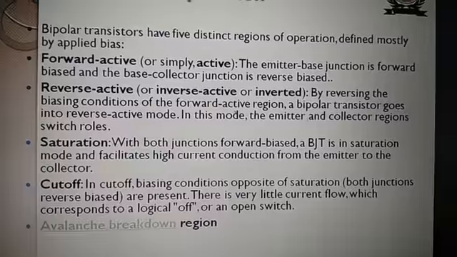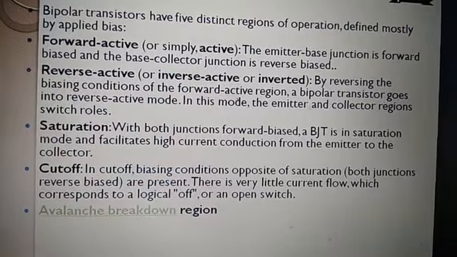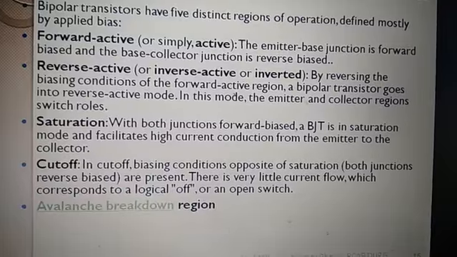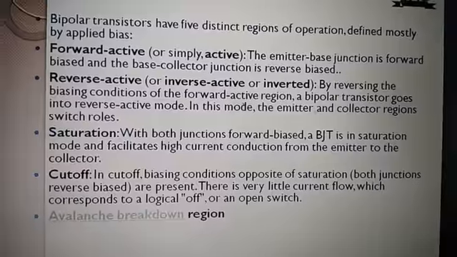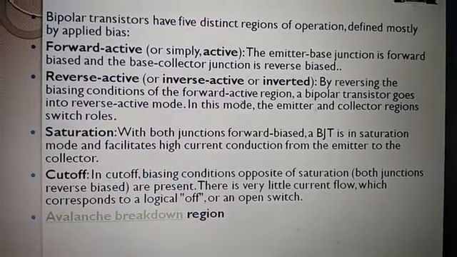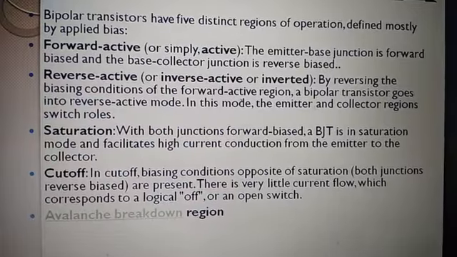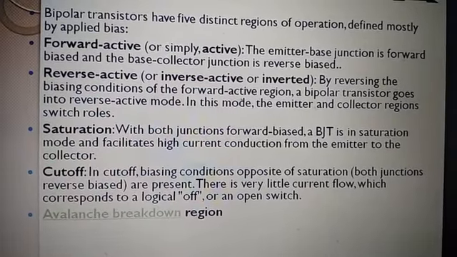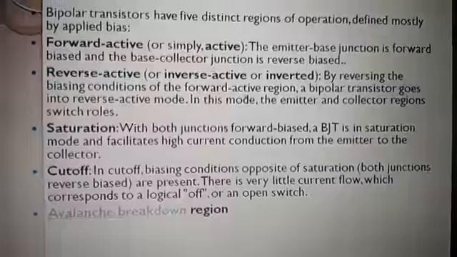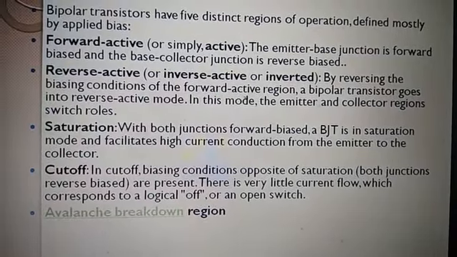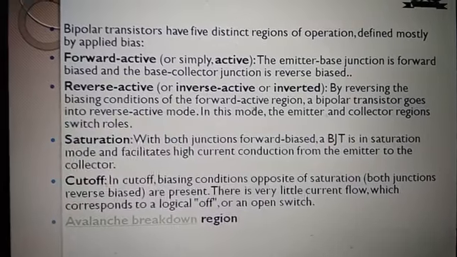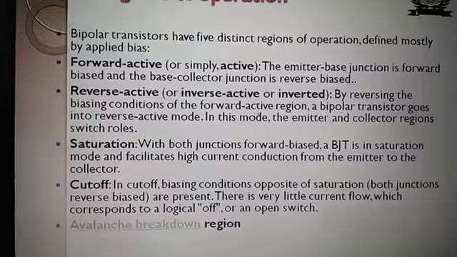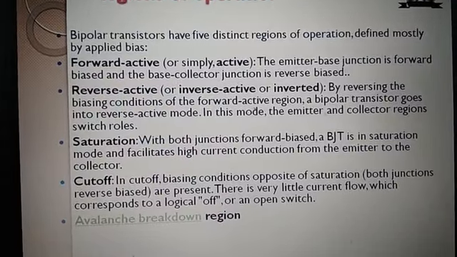And then the cutoff region. In cutoff biasing conditions, opposite of saturation, both junctions are reverse biased. The base to emitter junction is reverse biased and the base to collector junction is reverse biased. So very little current flows, which corresponds to a logical off or open switch. In the cutoff region, it acts as an off switch.